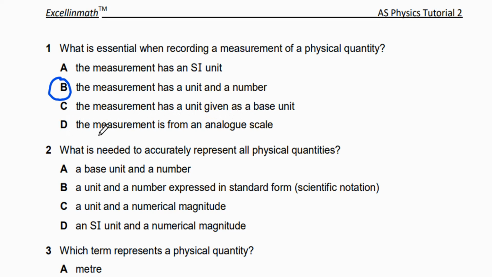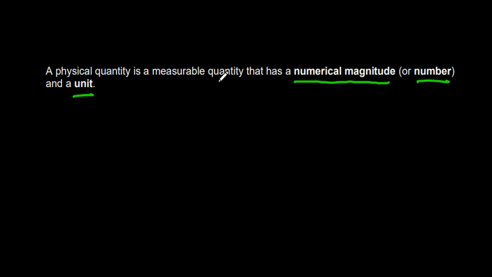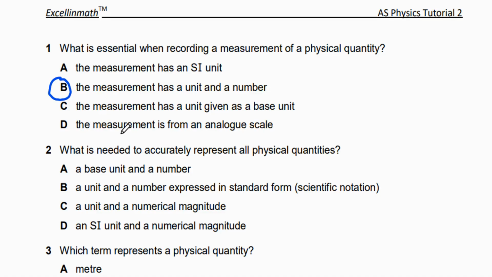Why isn't it D? It says the measurement is from an analog scale. But once again, this definition doesn't specify that the measurement must be from an analog or a digital scale. So clearly then, it can't be D. And also in D, there's no mention of a unit and a numerical magnitude or number.